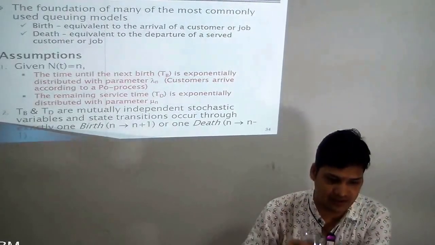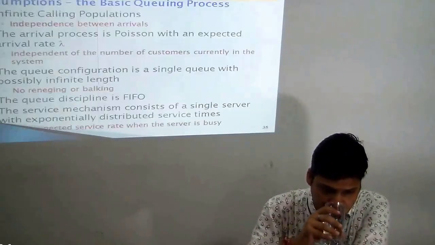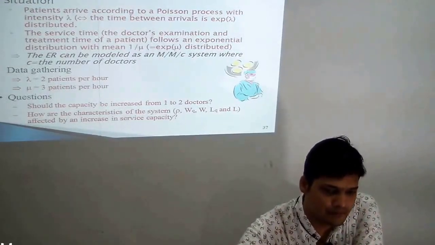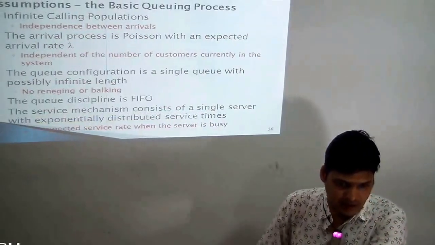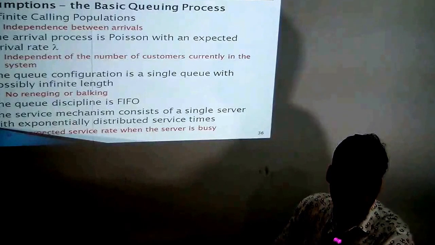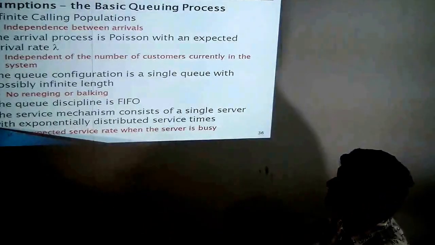Then the birth and death process, I think we have completed this. Now we have to start from here: assumptions of a basic queuing process.